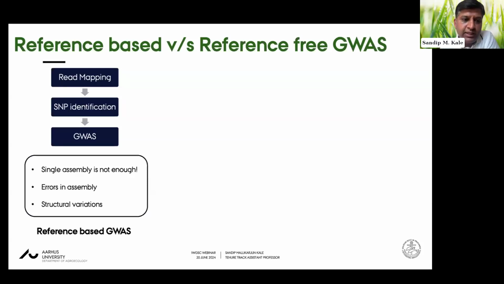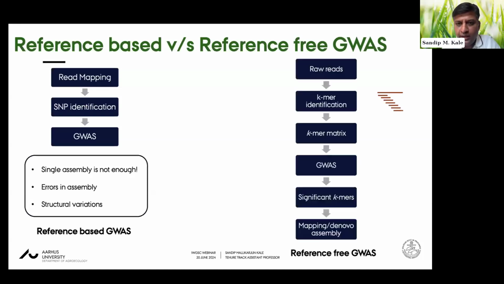There can also be errors in the assembly, which might be technical or arise during the assembly process. We also know from these multiple genome assemblies that within species there are large structural variations which cannot be captured using short-read data. That's why many groups recently are developing reference-free approaches, wherein raw reads can be directly used for identifying k-mers, which are nothing but short stretches of unique sequences. And then these k-mers can be used as a genotypic matrix for performing GWAS.